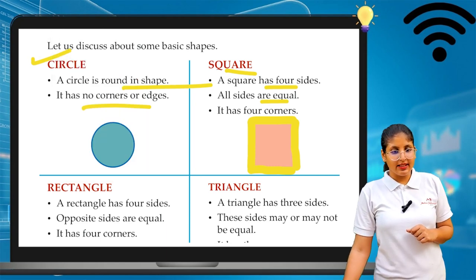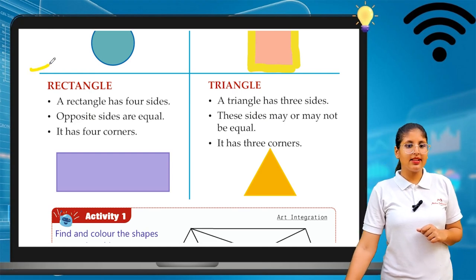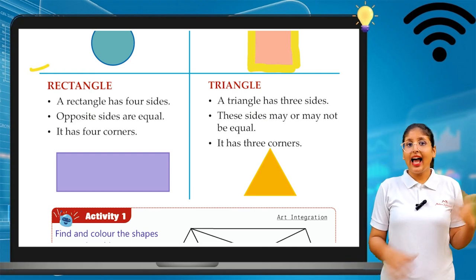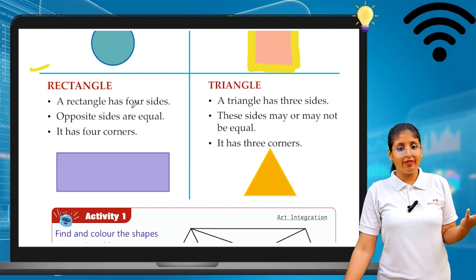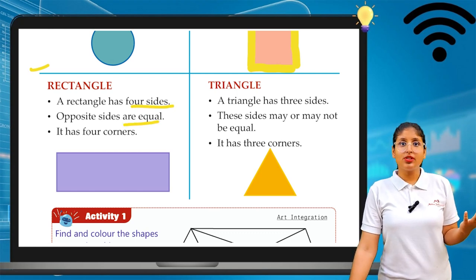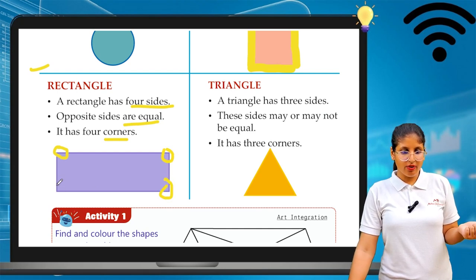Okay. Next is rectangle. A rectangle has 4 sides. Opposite sides are equal. So in the rectangle, the opposite sides are equal. It has 4 corners: 1 corner, 2 corners, 3 corners, and 4 corners. The 4 corners are there in a rectangle.